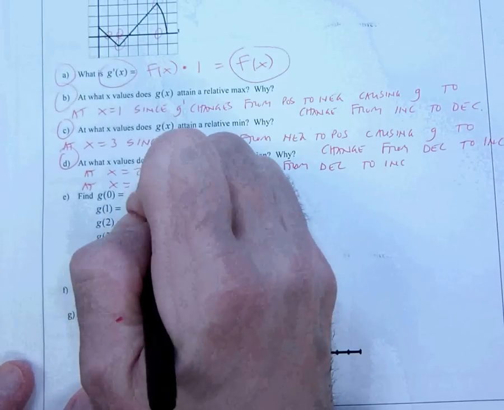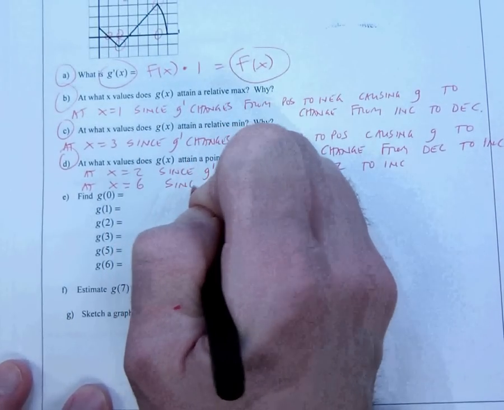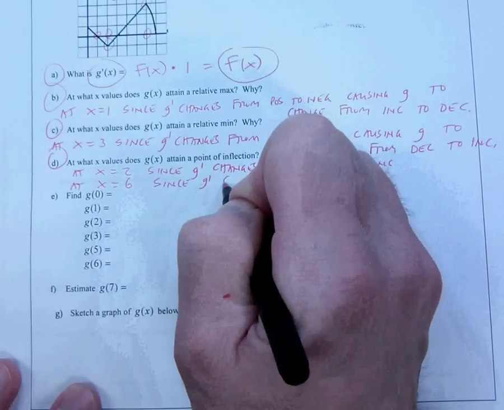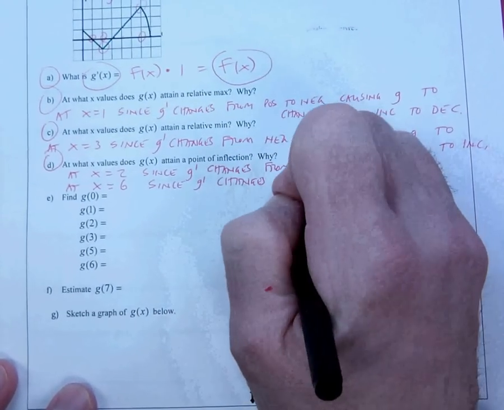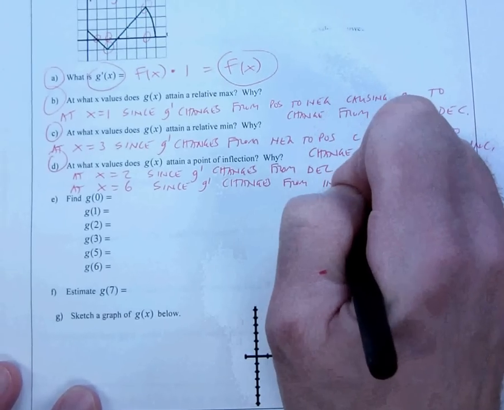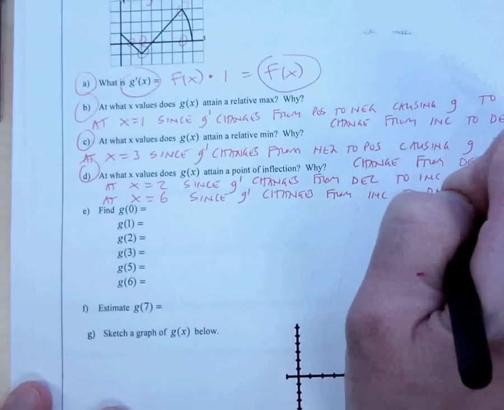6. Since what? G prime changes from what? Changes from what, guys? Increasing to decreasing. Okay.